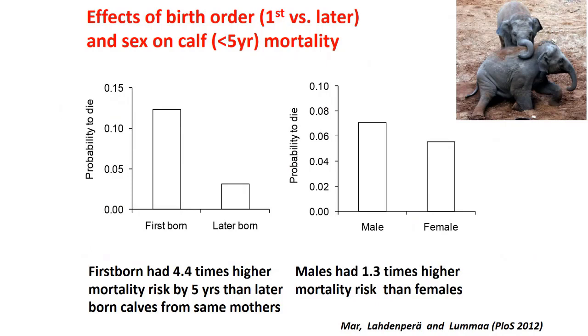And males are a higher mortality risk. Males are demanding. If you have males, the mother needs better body condition and better milk production than for a female. If the mother is not in good condition, the male calves suffer, and they also need longer lactation than females. So it's demanding, and males have a higher chance of mortality.